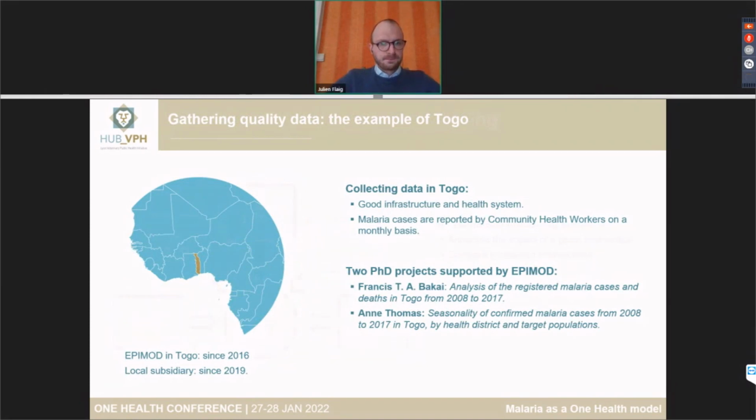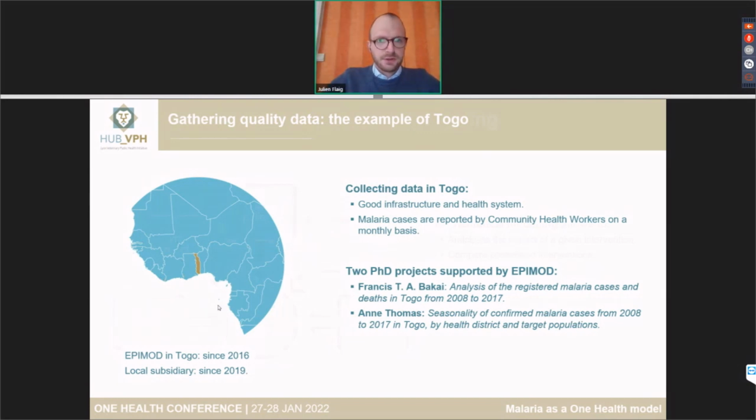Of course, mathematical modeling is impossible without quality data. And here I would like to give more details about the example of data collection in Togo. So you see Togo here in yellow on the map on the west coast of Africa.